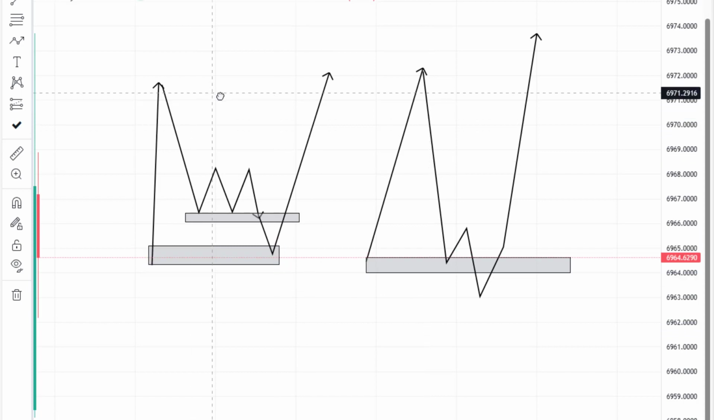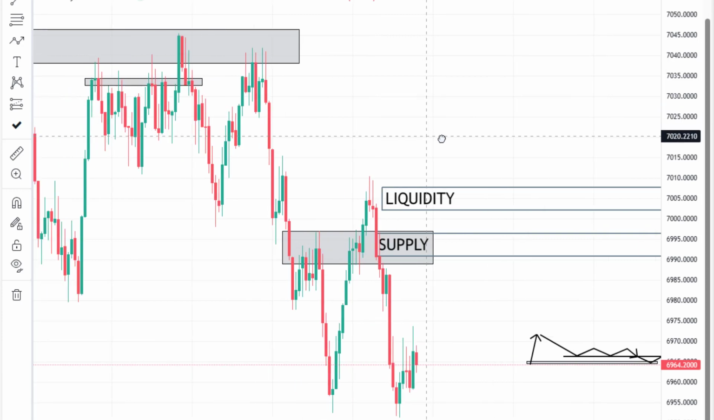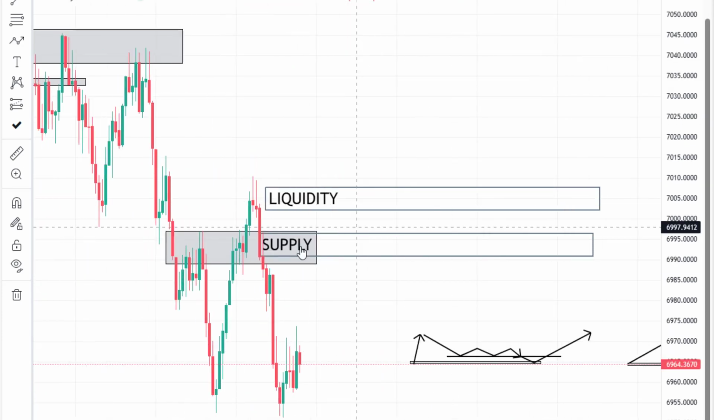Anyway, let me go to the live chart so that I can show you exactly what I'm talking about. Now, this is an example here. We have the second example. This is a very strong zone here. We consider this a strong supply zone. Look at this bearish candle with a lot of momentum that has left behind a fair value gap.